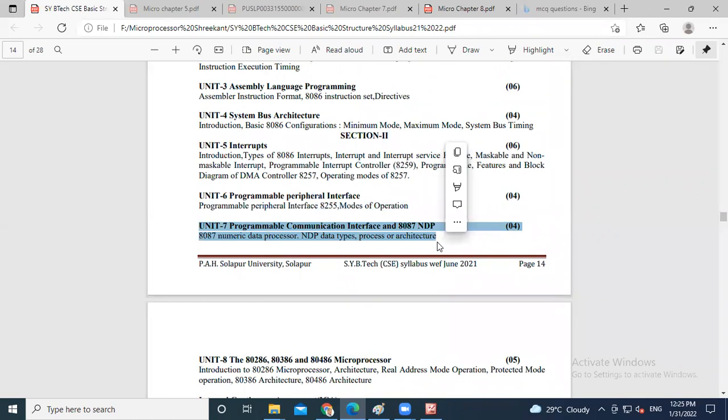The 8087 numeric data processor is mainly used for arithmetic operations. For example, if any number is divided by 0, the result is infinity, and the computer will not understand infinity. There is no infinity key on the keyboard, right? So this problem is still not solved by the computer. If those kinds of problems occur during the execution of a program, we have to use the 8087 NDP, that is, the numeric data processor. So this much we have to cover.